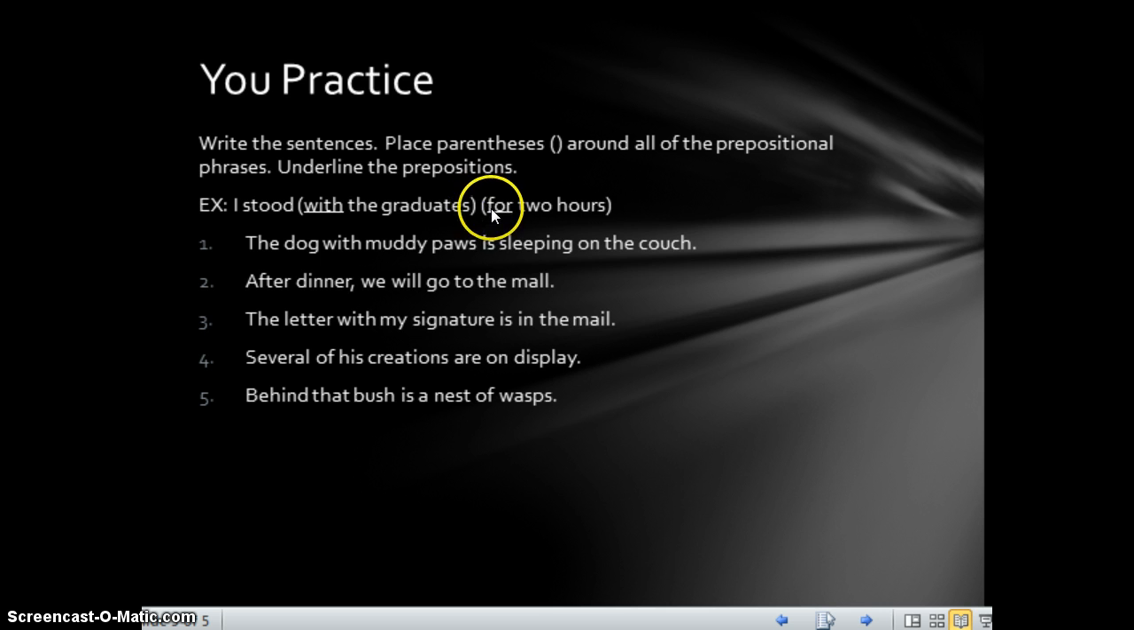And then for is our other preposition. Connect it with hours because it's a noun. You put parentheses around those. So practice these in your notebook, and we'll see how you do.